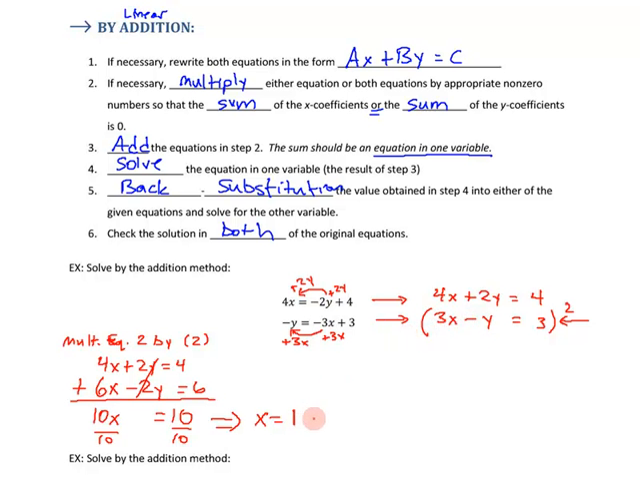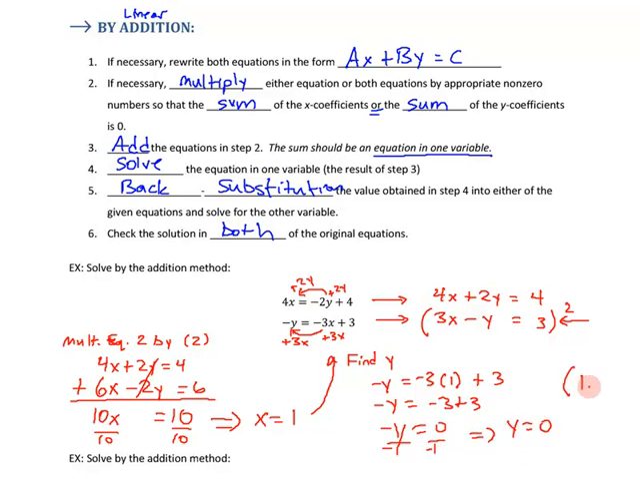Now, how do I figure out the y? Well, I take this and plug it back into the original equations. Okay, so let's say I plug it into the second one to find y. And I could very well plug it into one of these, but I'm going to plug it back into the first one. So I have negative y is equal to negative 3 times 1 plus 3. So there's negative y is equal to negative 3 plus 3. Negative y equals 0. Divide both sides by negative 1. I end up with y is equal to 0. So my answer is 1, 0.